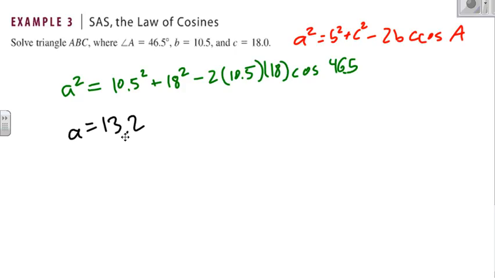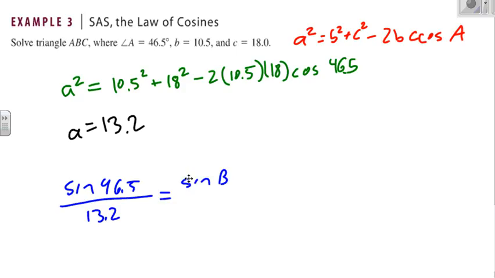And now that you have this side, we could actually set up a law of sines if you like that better. I know I do. We could do sine of 46.5 over 13.2 equals sine of B over 10.5 equals sine of C over 18. So just multiply by the 10.5, then divide by 13.2.